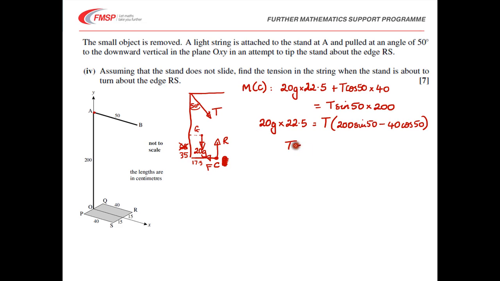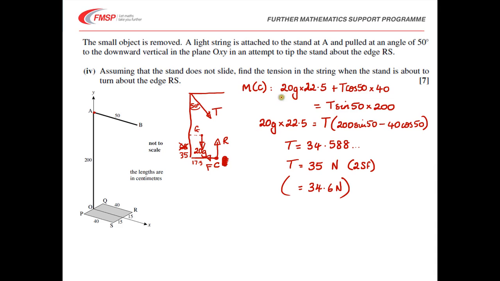That gives you T equals, and your calculator reads something along the lines of 34.588, etc. So we say that T is 35 newtons to two significant figures. Obviously if you want three significant figures you can go to 34.6 newtons for three significant figures.